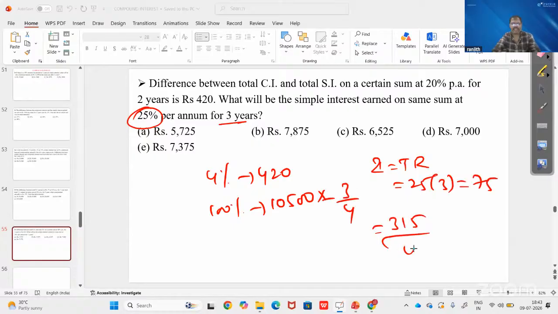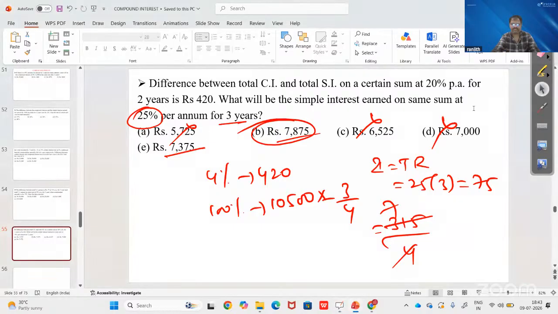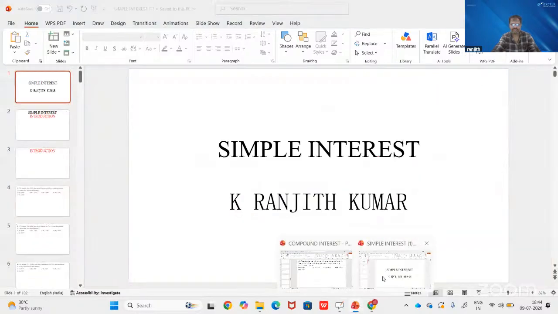So how many times can we cancel? 7 fours are 28, it is not possible. 6 is also not possible. We may go with 78, 75. 4 ones are 4, 4 sevens are 28. Remainder is 35. Obviously 35 is cancelled by the 4 table in 8 times. So the answer is 7875. Answer is 7875. Next.